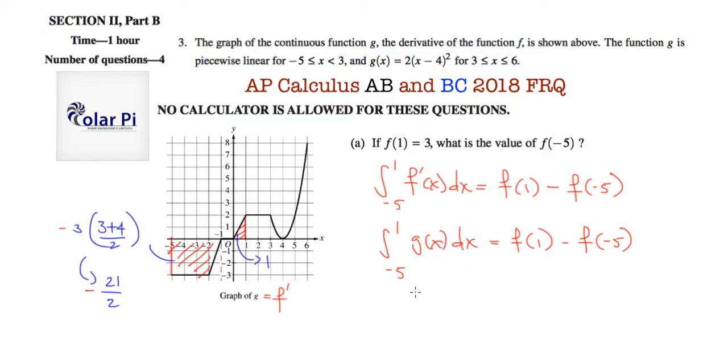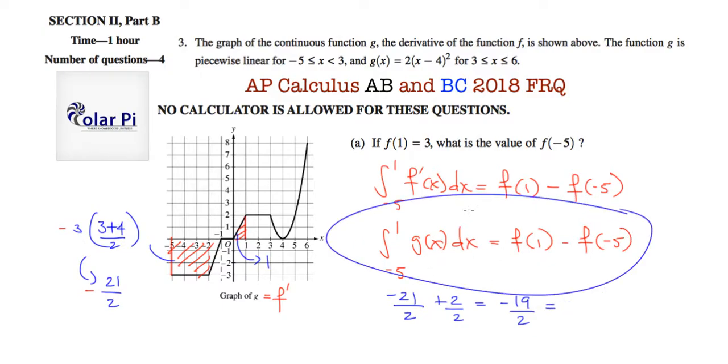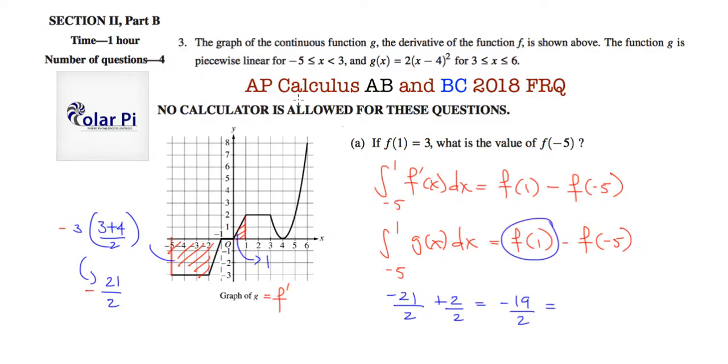Okay, cool. So it looks like the integral from -5 to 1 of g of x dx is going to be the sum of negative 21 over 2, and then 1, which we can write as 2 over 2. And so this equals negative 19 over 2, right? And negative 19 over 2 is equal to the right-hand side in this equation. And so the right-hand side will be f of 1, which we're told is 3, minus f of -5, and we're looking for f of -5. So we should see how to finish.